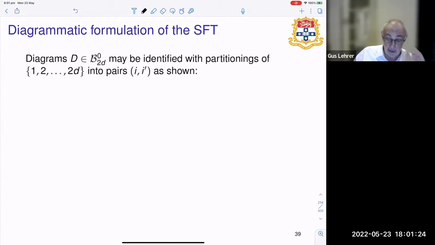First of all, I want the diagrammatic formulation of the second fundamental theorem.